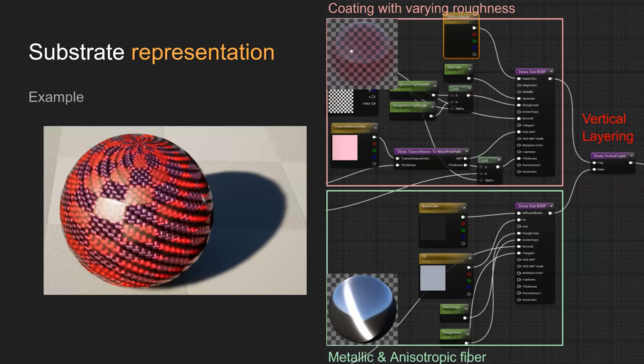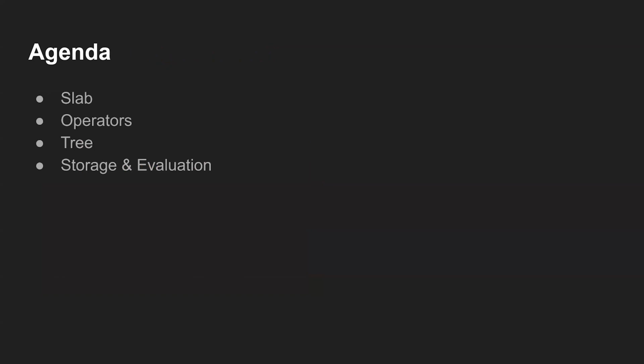So here's a quick naive example of what we can do. We have two slabs, which again express two solid pieces of matter. One is a conductor, with anisotropic fibers. The other is a dielectric, translucent. We just layer the two of them on top of each other, and from this graph and those two slabs, we can express a final appearance. We're going to briefly present the concept of slab, operators, tree, and how we manage storage and evaluation.